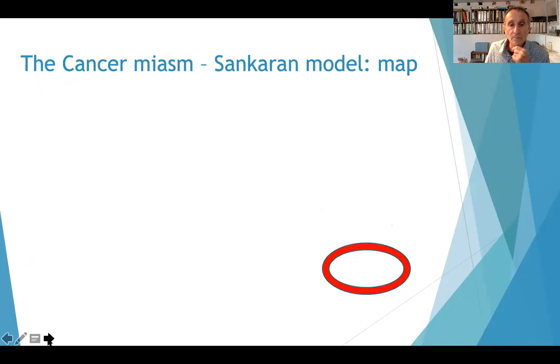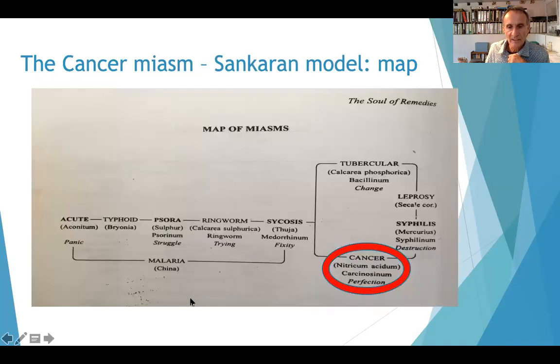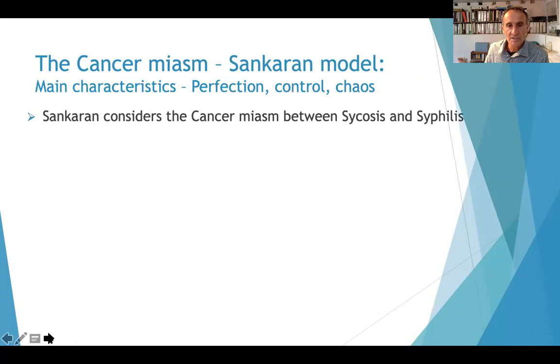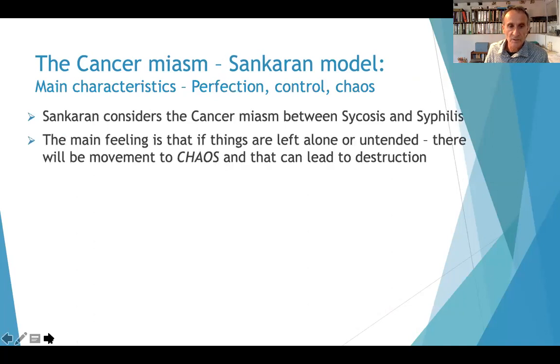Now the next in-between miasm, the cancer miasm, we're going to find between psychosis and syphilis. The main characteristics of the cancer miasm, as we've seen before when looking at the post-Hahnemannian miasms, are perfection, control, and the opposite of control, which is chaos. So he considered it a miasm between psychosis and syphilis.